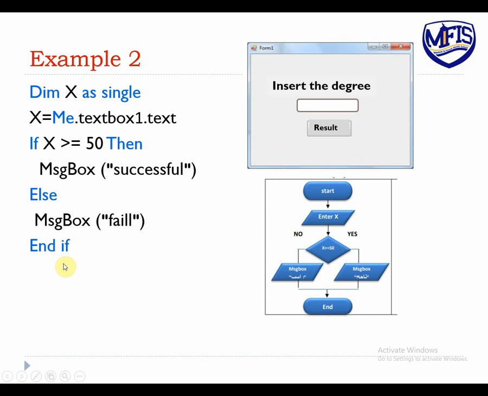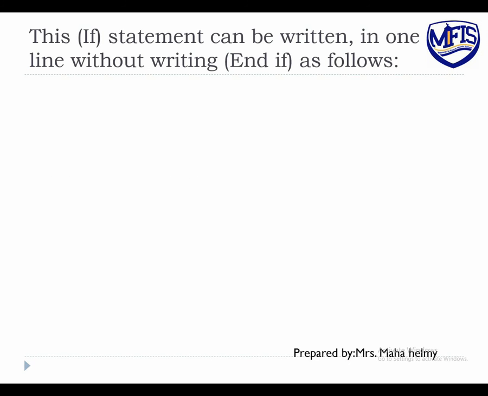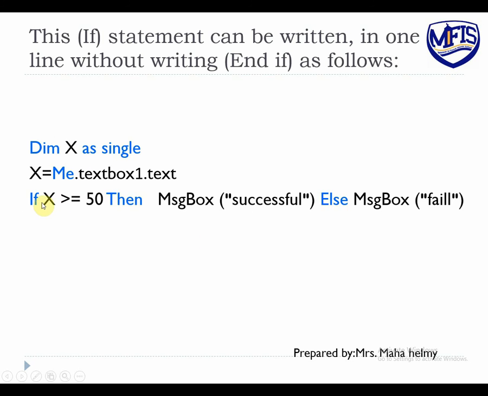Then finally End If. What if we want to write the code of if in only one line, just as with if-then? To write the if statement in only one line, we write it without End If. So Dim x As Single, x equals Me dot TextBox1 dot Text. If x is greater than or equal to 50 then MsgBox successful, else in the same line MsgBox fail. So that's how we write the if statement in one line, but without writing End If.